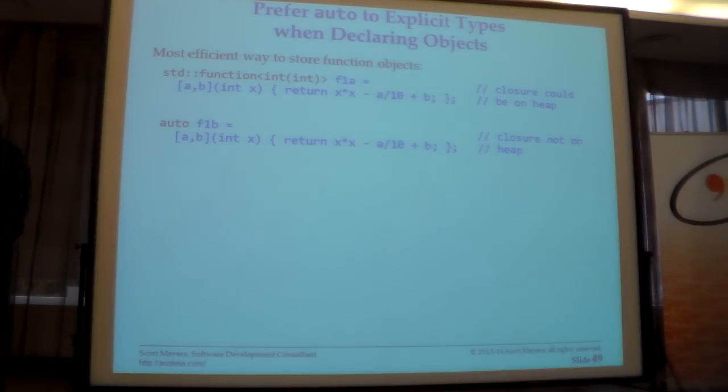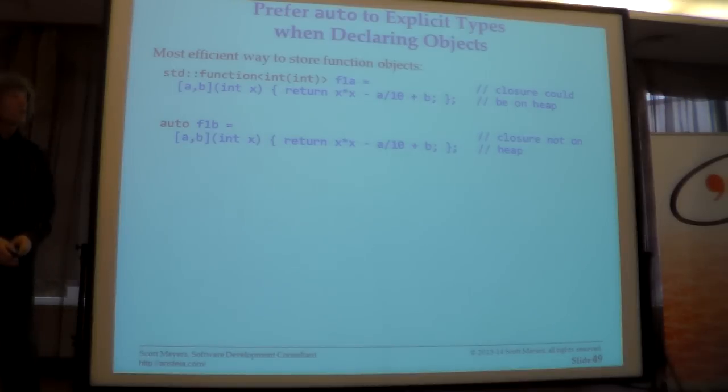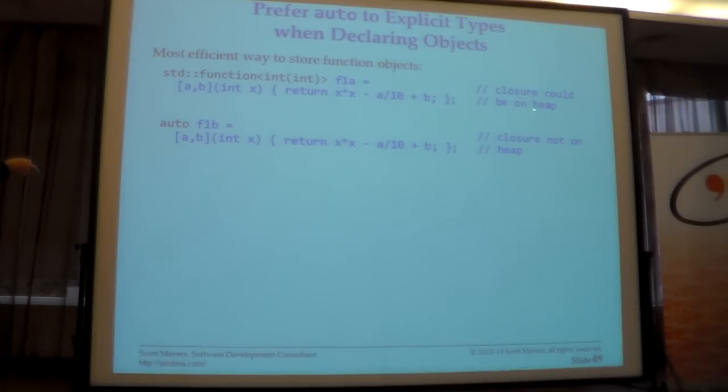Because we don't know how big A and B are, it is possible that the amount of memory needed to store A and B is more than the size of a function object. And if that's the case, it means you can't put the lambda into the memory for the function object. It won't fit. The code will still compile. What happens is the constructor for a standard function object will allocate memory on the heap. Which means this line here, the closure could be on the heap. The closure is the object resulting from the lambda. So this line here might dynamically allocate memory.